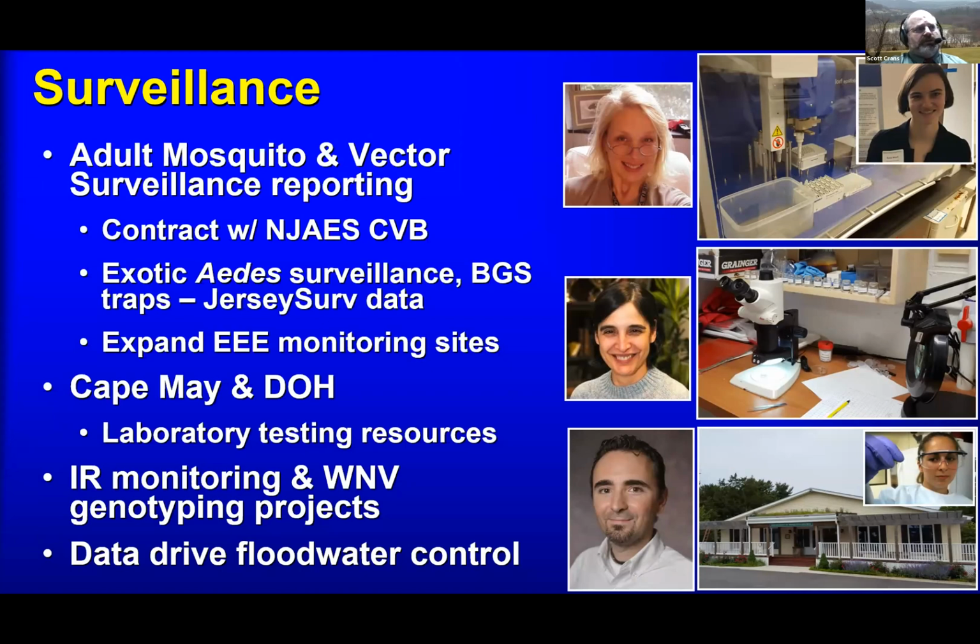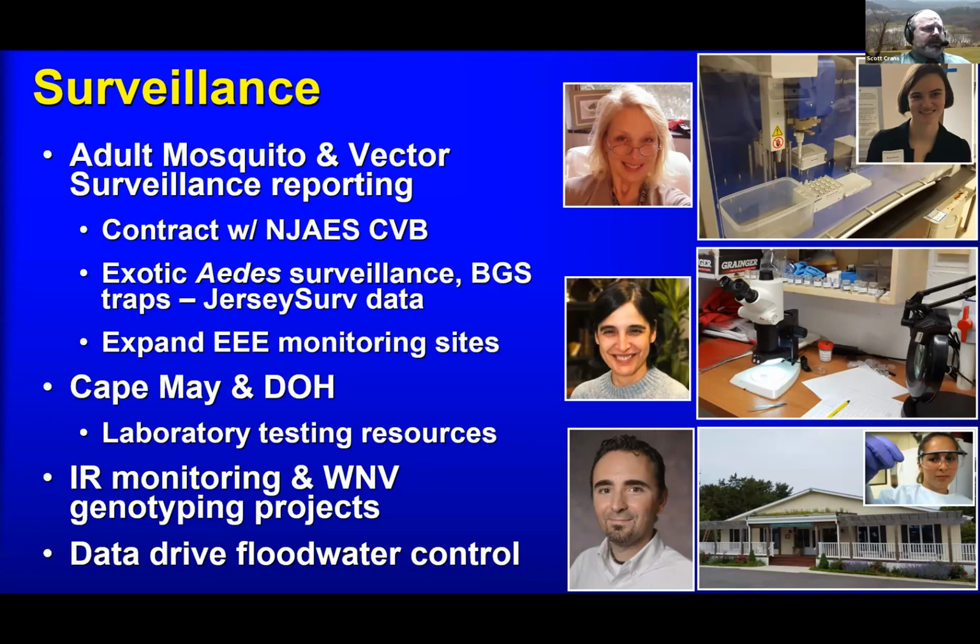With respect to the state programs, I'll start off with the first one that our state is involved with, and that has to do with surveillance. We provide funding to the university to provide weekly adult mosquito and vector surveillance reporting. They do this every single week. The data is supplied by the counties. It comes in through our Jersey Serve platform now, and it gets prepared into these weekly reports. It serves as the data for the county programs to help make control decisions.